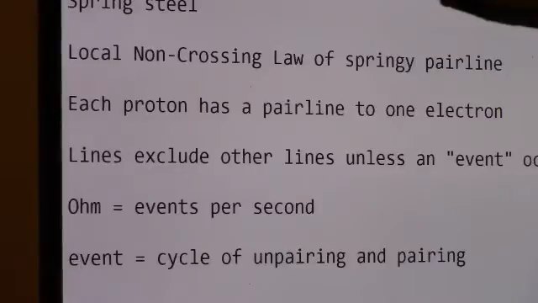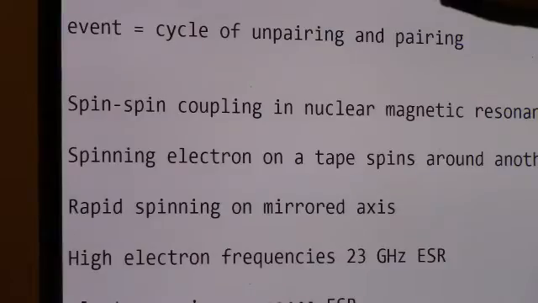An event is the unpairing of the electron from a proton and the pairing of the electron to a different proton. And an ohm is the number of events per second. So if you're going to burn up energy and use power, then ohms will be events per second, where you can calculate the power. Now, another thing is that the spin-spin coupling in nuclear magnetic resonance is sometimes quite accurately portrayed here. The spin-spin coupling is those ropes wrapping around each other. Let me point that out a little bit more with the ropes.